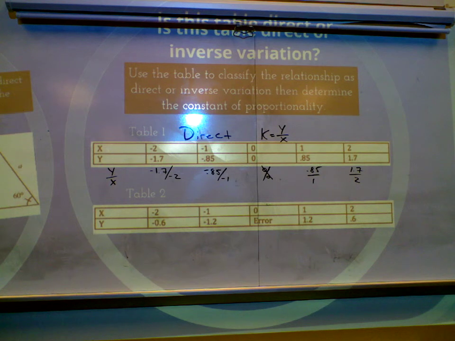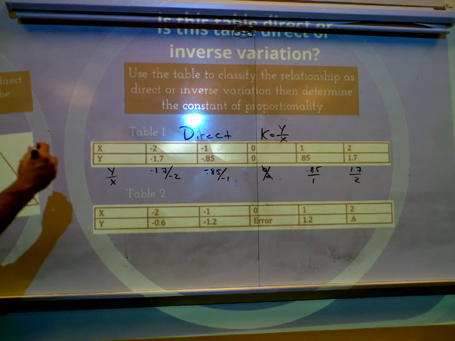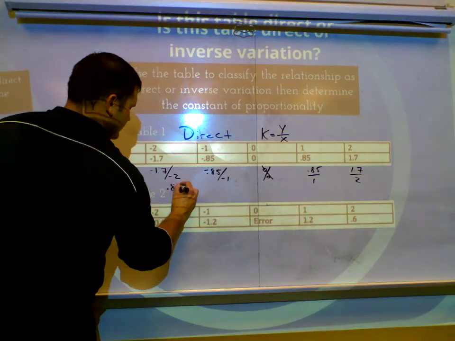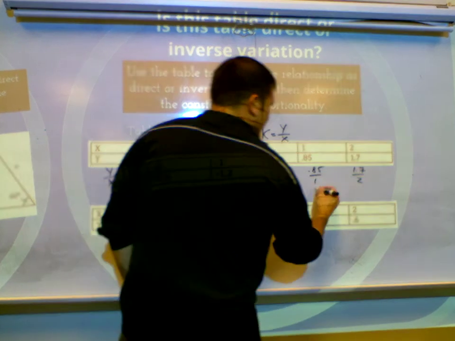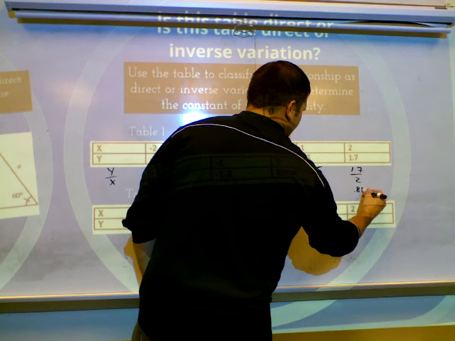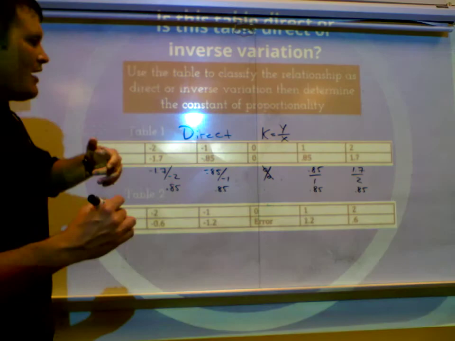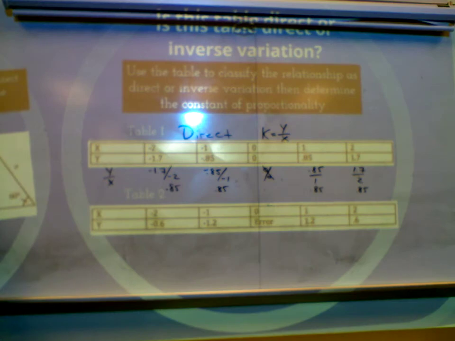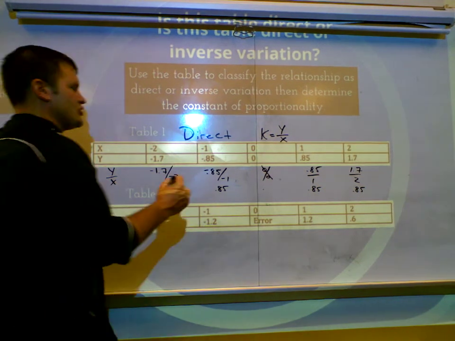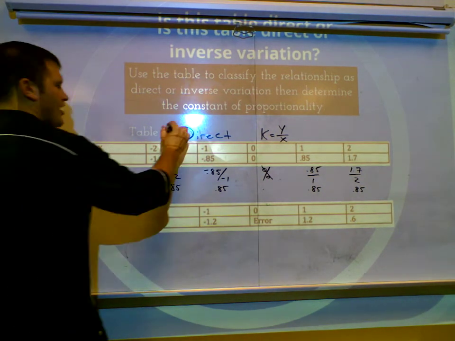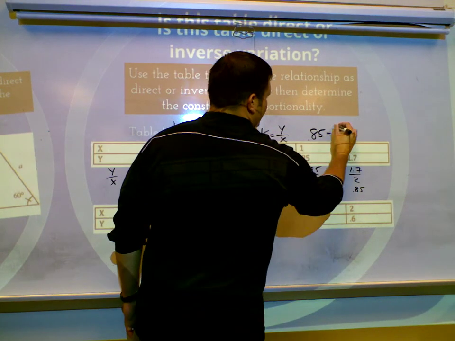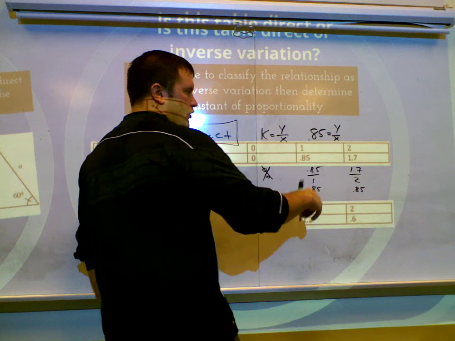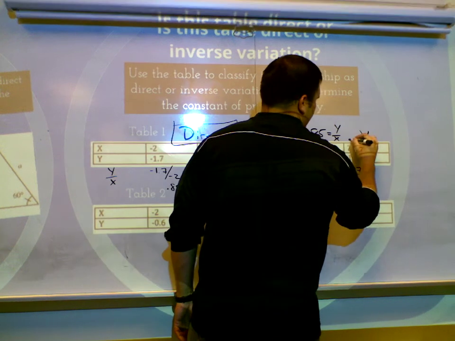They're constant? Yeah. Did you do them all or just a couple of them? All of them. What do I get every time, Faith? 0.85. So all the ones we did equal 0.85, right? So that means what's 0.85? That's my constant. So is this direct? Yeah. So it is direct. So then we know 0.85 equals y over x, or y equals what?